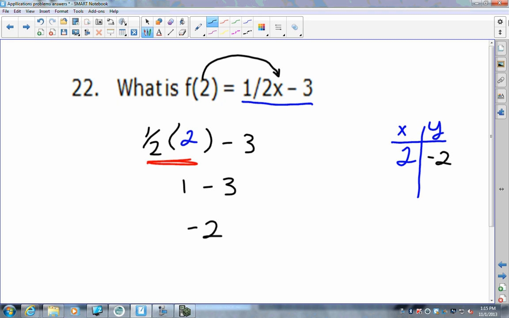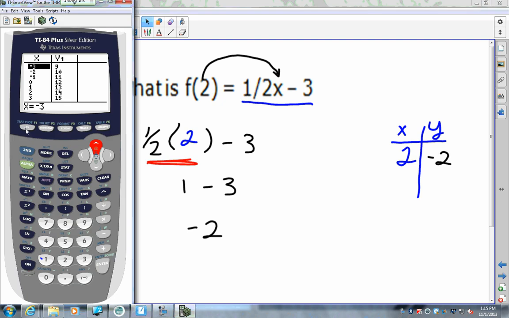So let's see if that does work when I go in the calculator. I go into y equals, and I'm going to put in there 1/2 x minus 3, second graph. I'm going to look and see where x is 2. What is y? -2. That means I got it right.